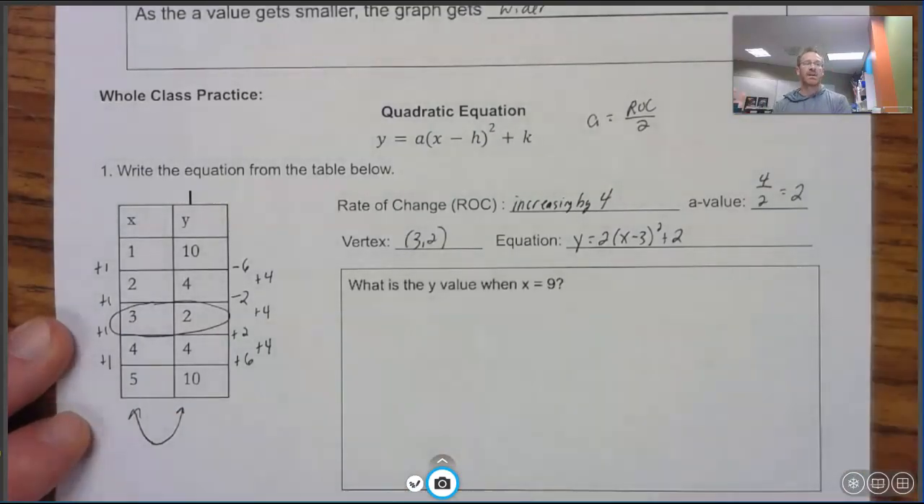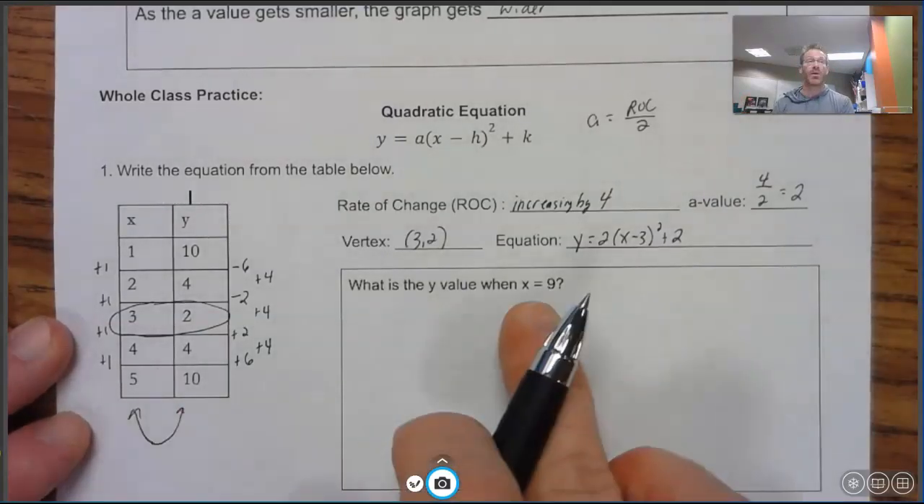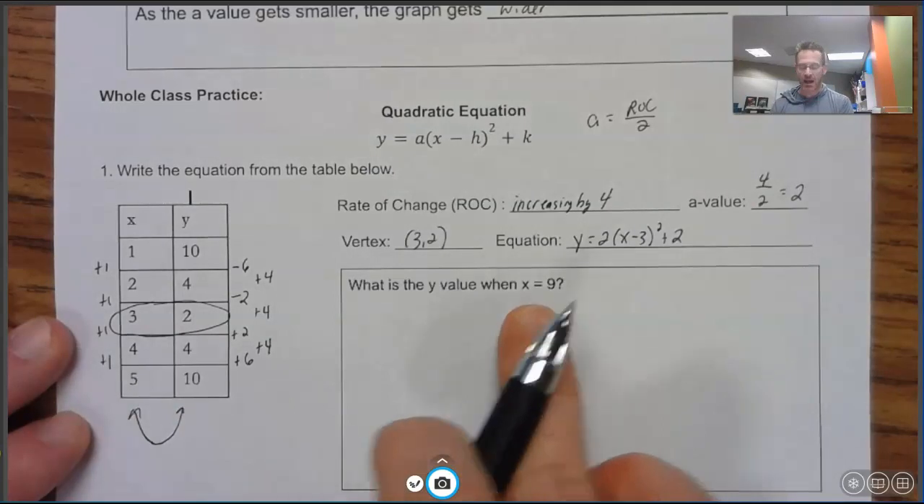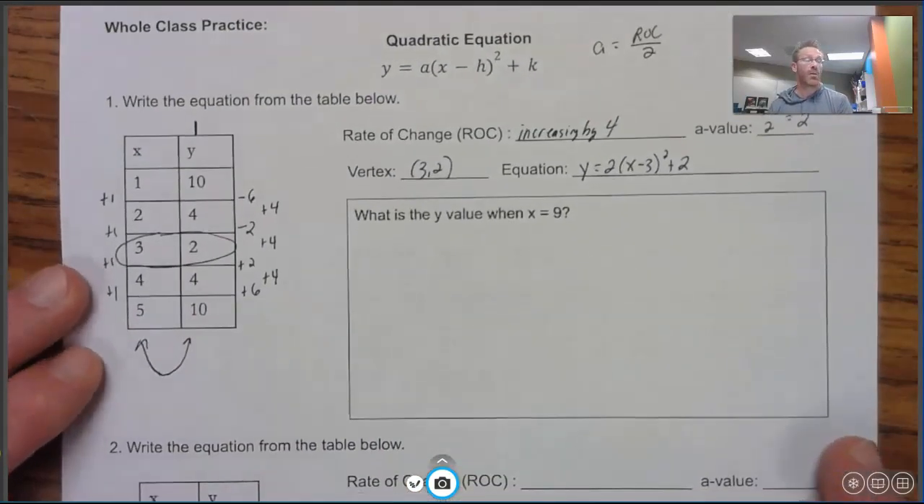Okay, now, once again, we're going to plug in 9 here. We're going to try to plug in an x value. This happens to be 9. So we're going to try to predict what point I would get if I were to extend this table to 9.